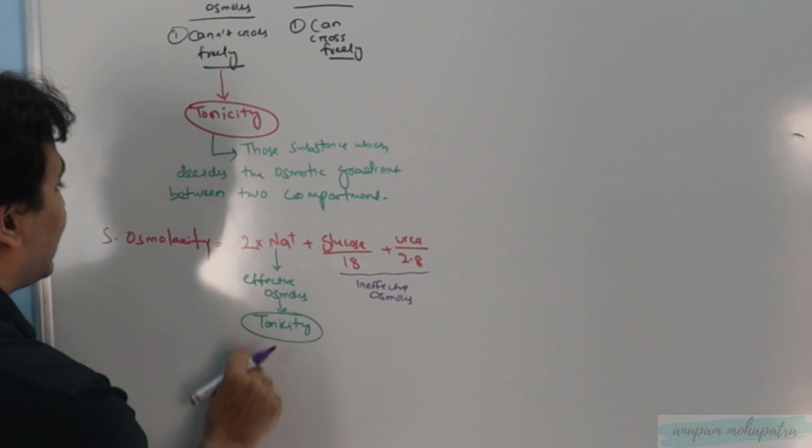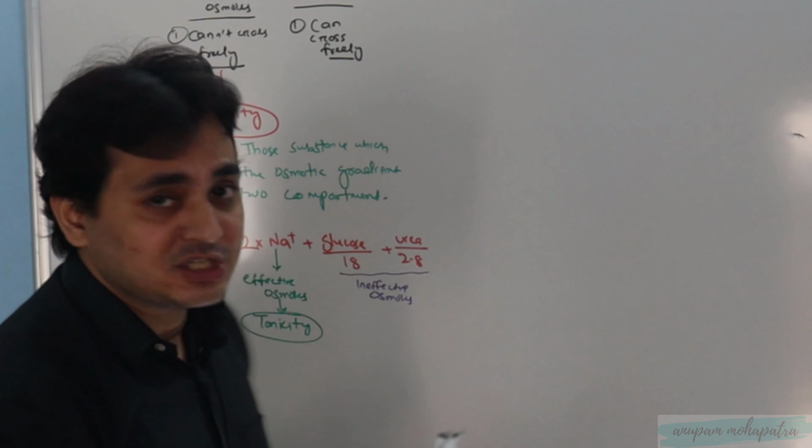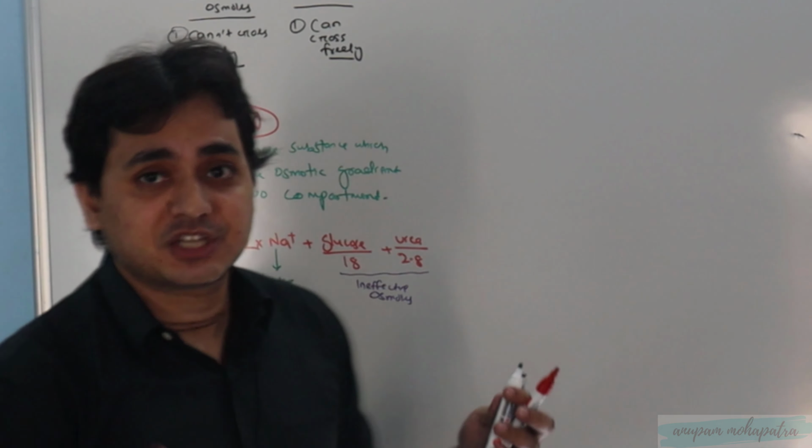In our case, it is sodium because sodium is rich in the extracellular fluid. So it is the effective osmole in the extracellular fluid which cannot cross the cell membrane to go inside a cell. So it maintains the tonicity of the extracellular fluid, correct? Now we'll discuss what happens when there is hyponatremia.